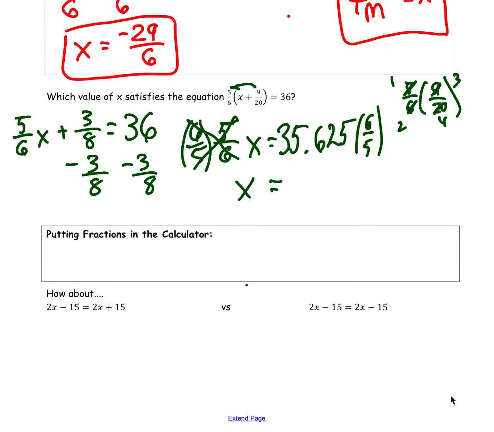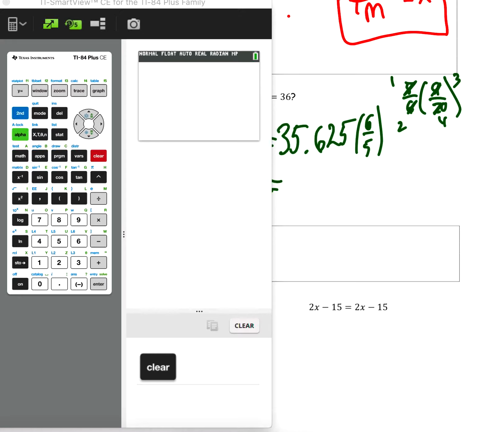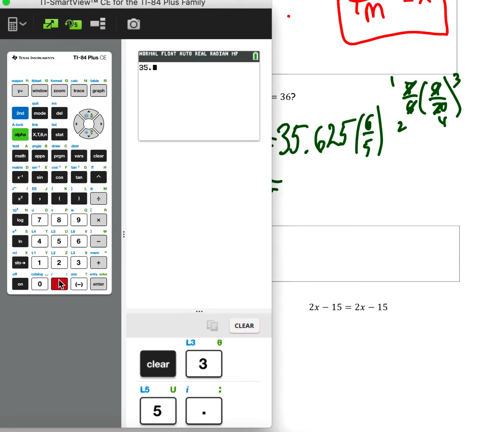And I want to show you guys how to do that, because there's a very good way to put fractions in your TI-84 if you don't know it already. So everyone get your calculator out. And so we're doing 35.625. And then in the calculator, you can just do times.